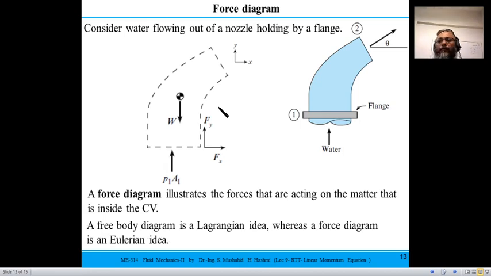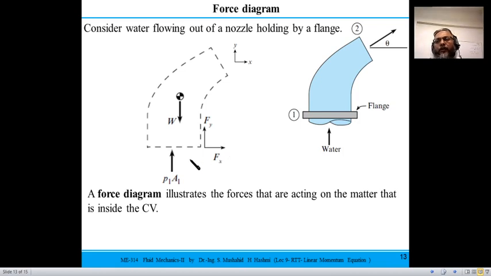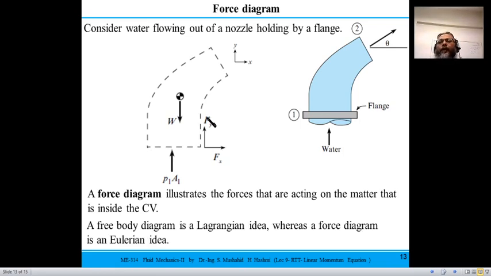Second, this is somewhat similar to the free body diagrams in mechanics. In mechanics you are dealing with particles, so you are focusing on a Lagrangian approach, whereas in fluid mechanics we are dealing with the control volume. That's why, instead of calling it a free body diagram, we have given it another name, a force diagram.